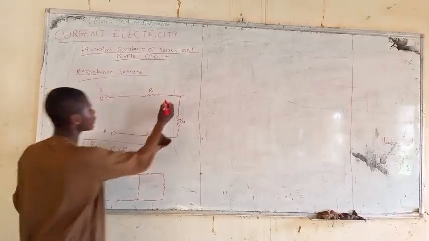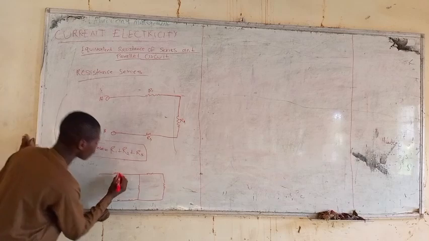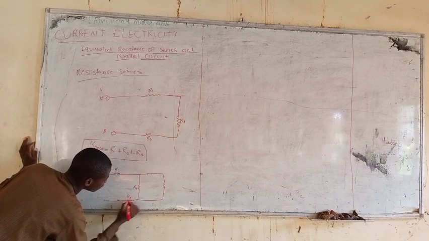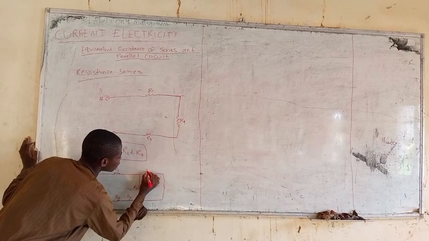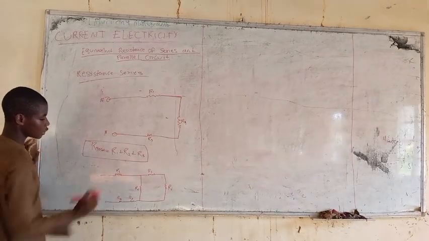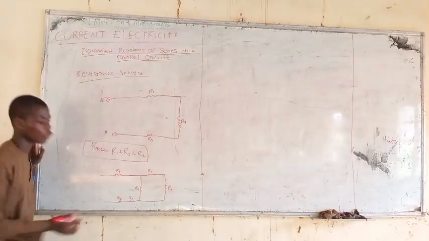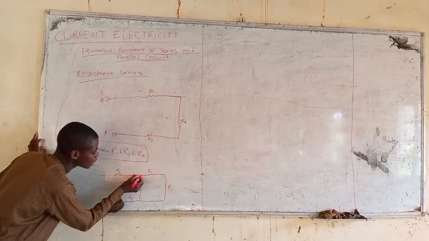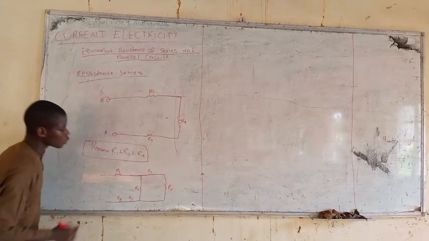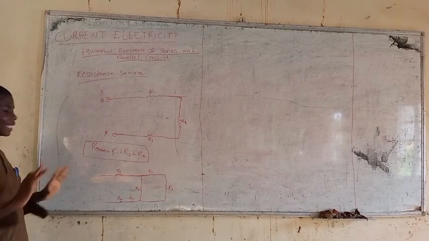What is the difference? In the first, the point between R1 and R2 is direct. But in the second, let's say this is R1, R2, R3, R4, this is our R5, this is our R6. From R1 to R5 is not direct, because we are having 2 points at the same time. We have R1, here R2, and R5. So the difference between resistance in series and resistance in parallel is clear.